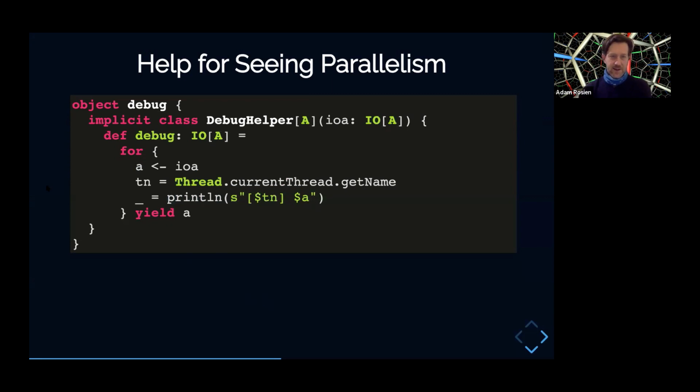So the idea is that if I'm trying to figure out the lay of the land, if I'm trying to understand the behavior of parallelism with respect to IO, I want to be able to see where my code is running. So I have this little debug helper.